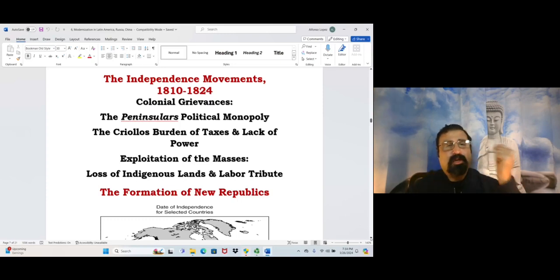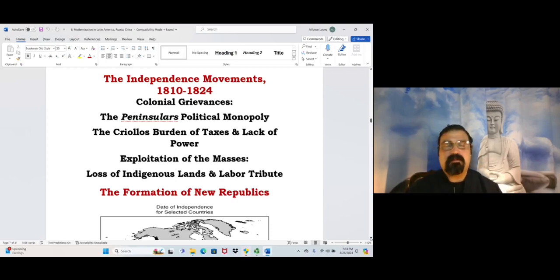There'll be an alliance between the Creoles and the indigenous masses, or the mixed races as well. They're going to come together and oust the Peninsulars' grip on power. They're going to declare independence from Spain in the process. And of course, this is something that spanned between 1810 and 1824.